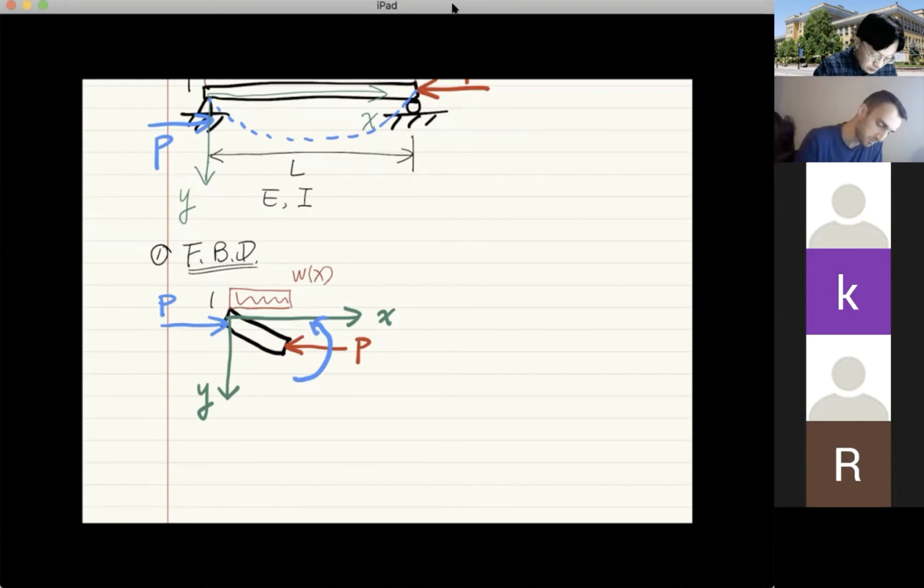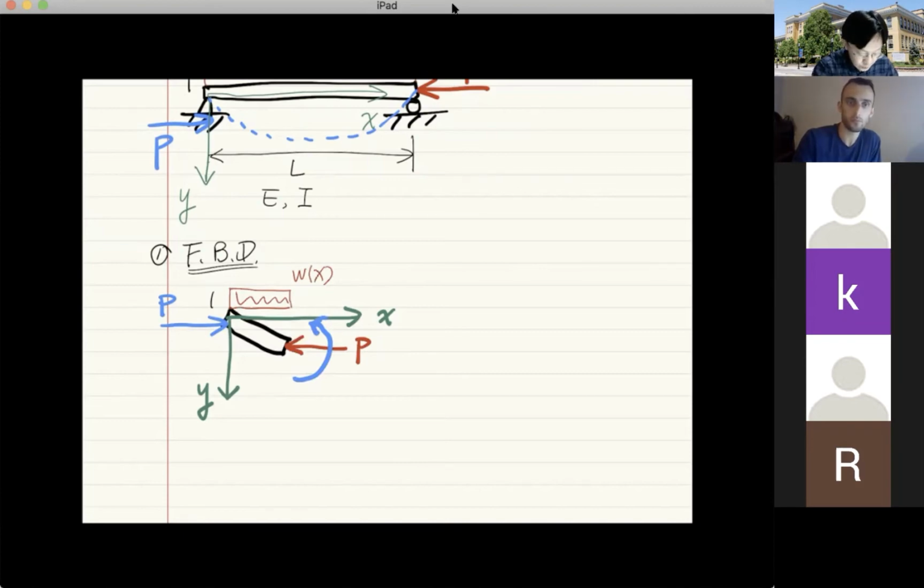Because this is positive, this is the direction of positive moment. So it's counterclockwise. Now, once we establish all these forces at support 1, there's no moment. There's only a horizontal force P. So that's pretty much what we have, right?